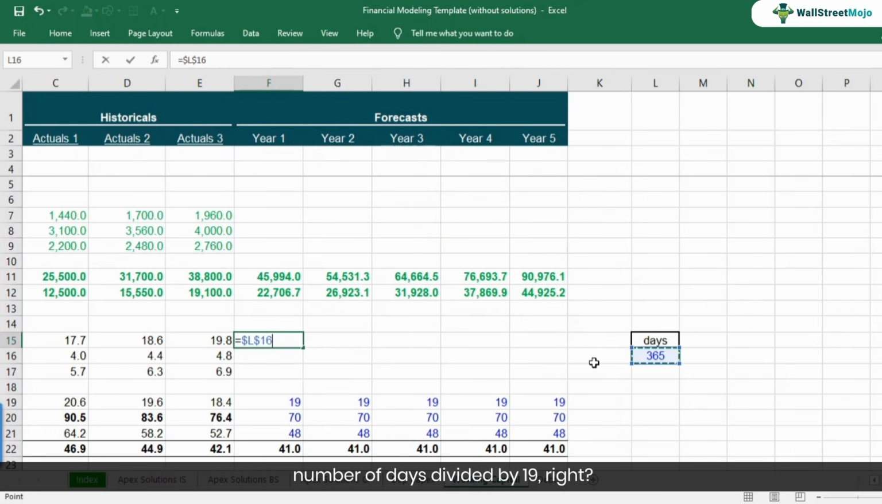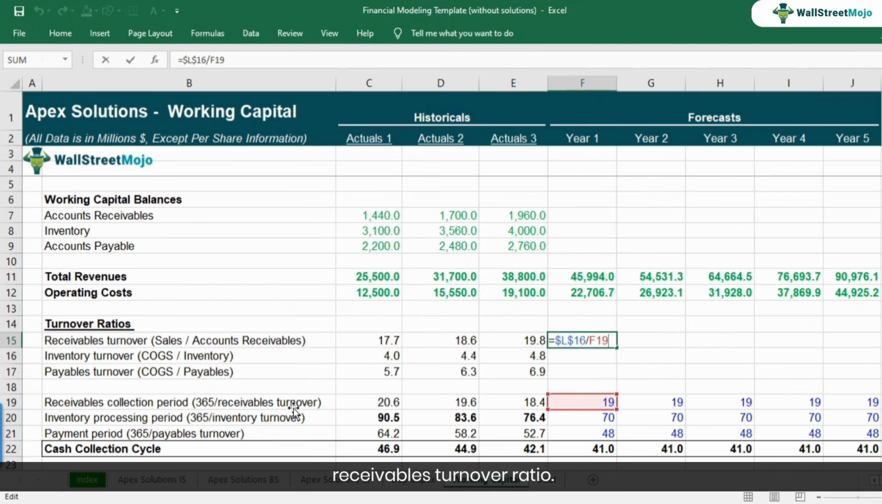365 is the number of days divided by 19, right? So let me put the formula here: 365 days divided by 19. So 19.2 is the receivables turnover ratio. So why have I done that? Now the formula is the reverse of what we have done. We know that the receivables collection period is 19 days. So in a year, how many times are you going to convert the receivables into cash? So I have simply divided 365 by 19, right? This gives me the number of times it has happened, and that's nothing but your receivables turnover ratio.